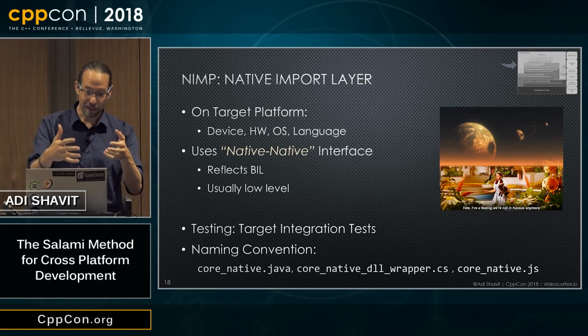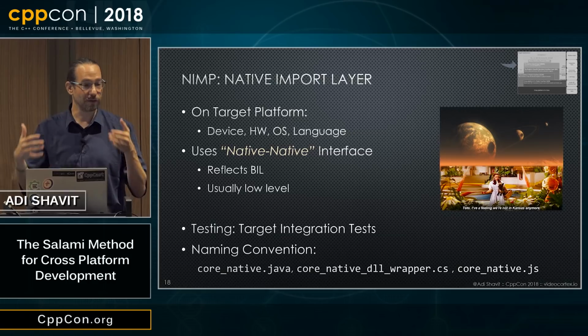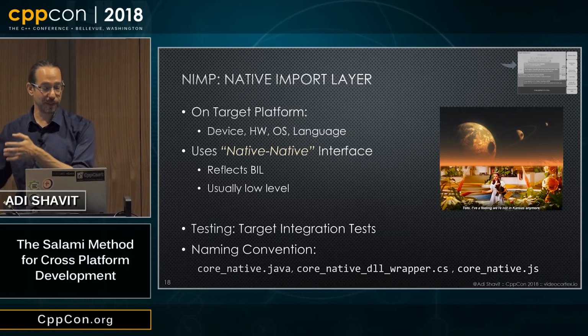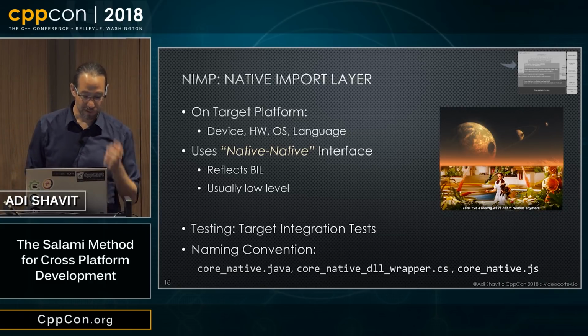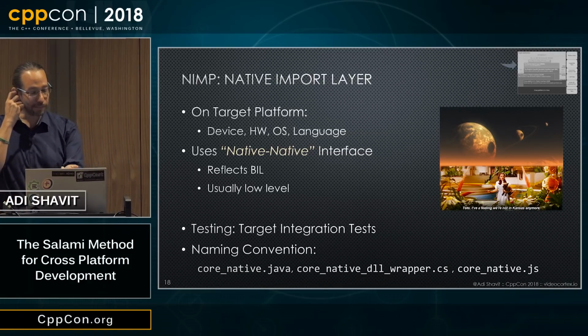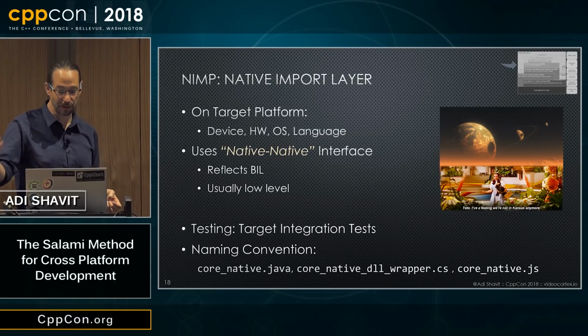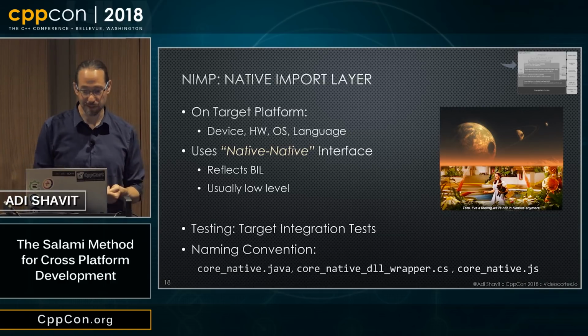And again, these integration tests are actually running on our target platform. So in this case, they do have to be duplicated between different platforms. But again, we're targeting different platforms, and each one may appear differently. So for example, you can see the suggested naming conventions here. The extensions of the file are for C# or JavaScript. We're not in C++ land anymore.